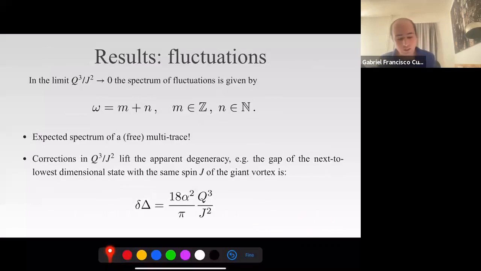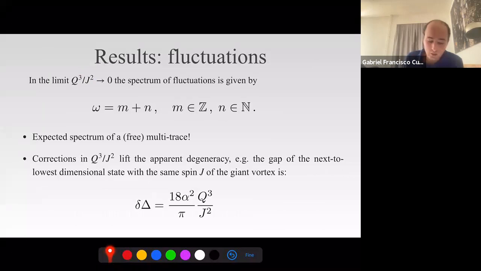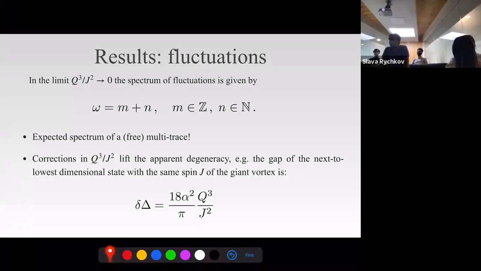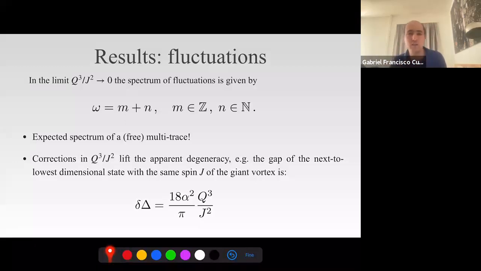I think even more encouraging is that if you look at the spectrum of fluctuations, in first instance neglecting corrections of J^2 over Q^3, I'm thinking J much larger than Q^(3/2). In this limit, it matches precisely what you would expect again from a multitrace operator, because omega is equal to m, which is the azimuthal number of the angular momentum, plus n. n is some positive integer. m is not necessarily positive. And the fact that the spectrum is integer spaced, again, is precisely the idea that you can add, subtract, or contract derivatives in a multitrace state. So this state here seems to really be already a multitrace state in some sense.